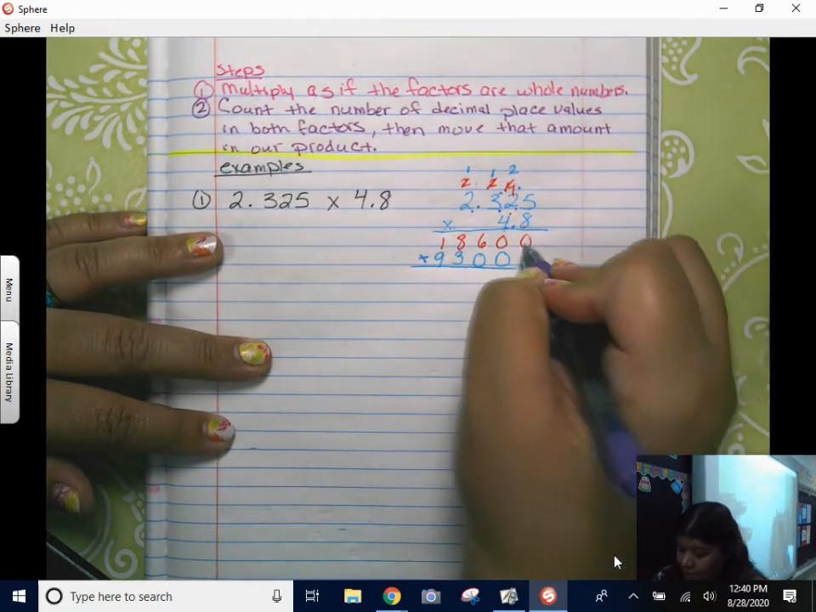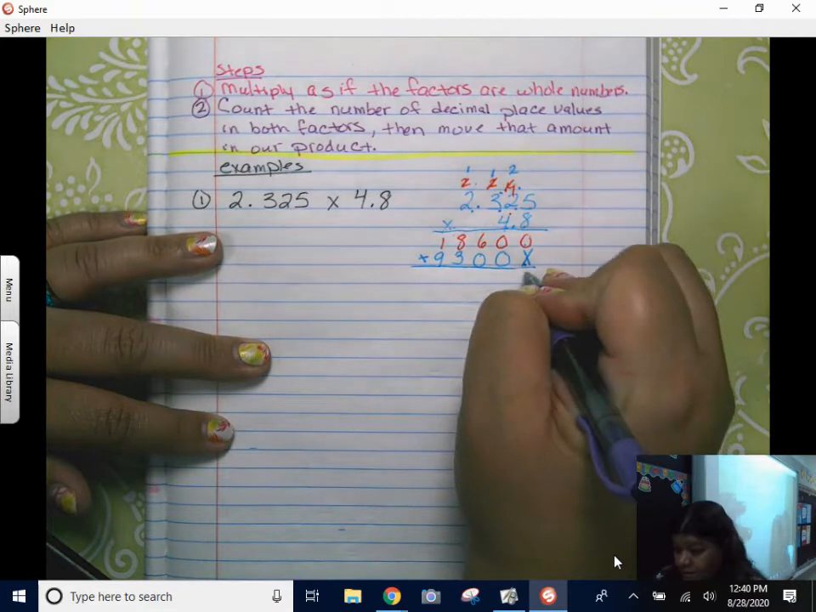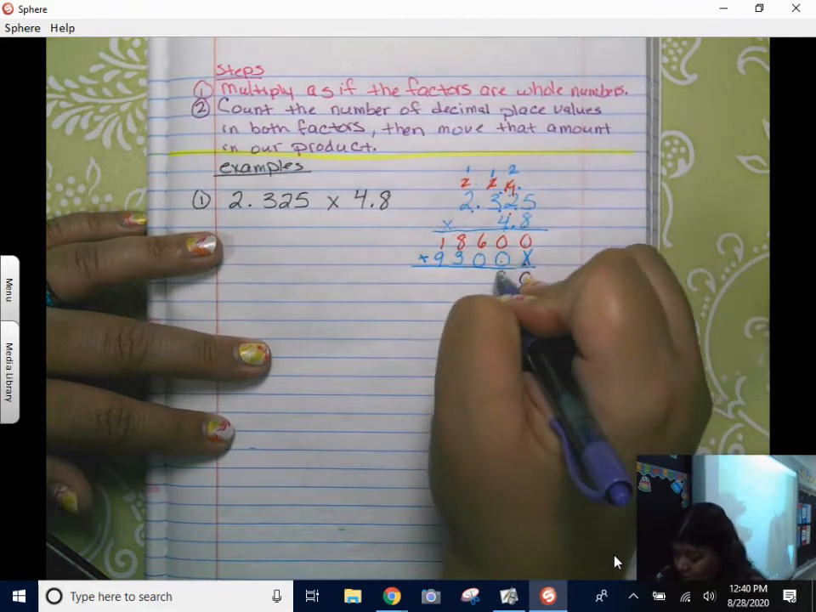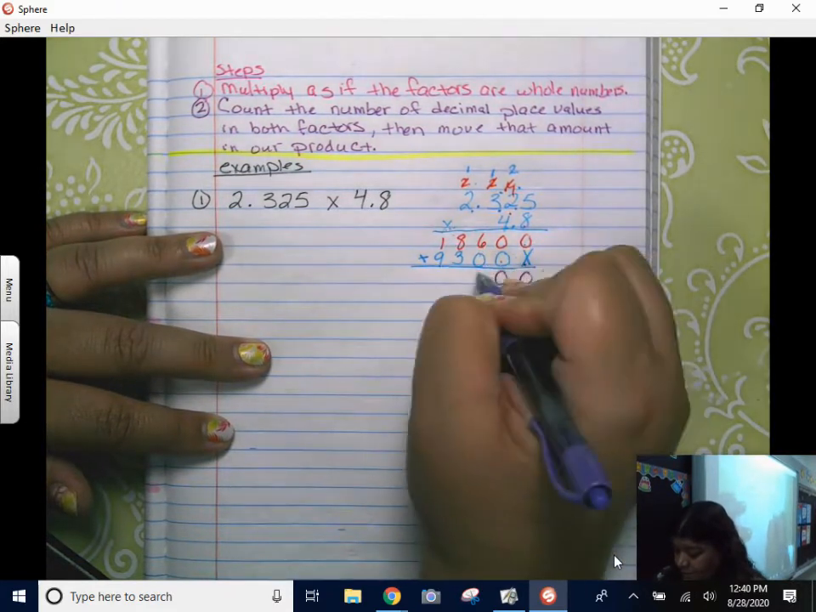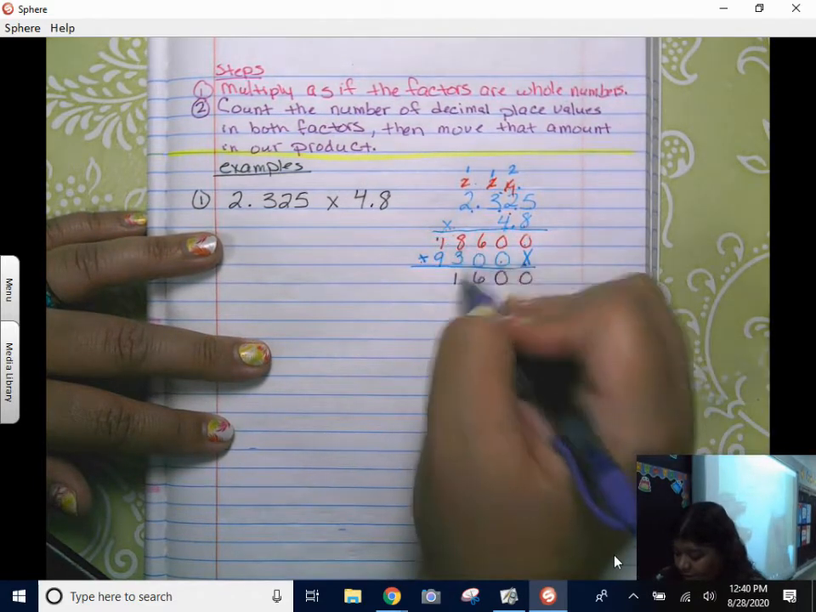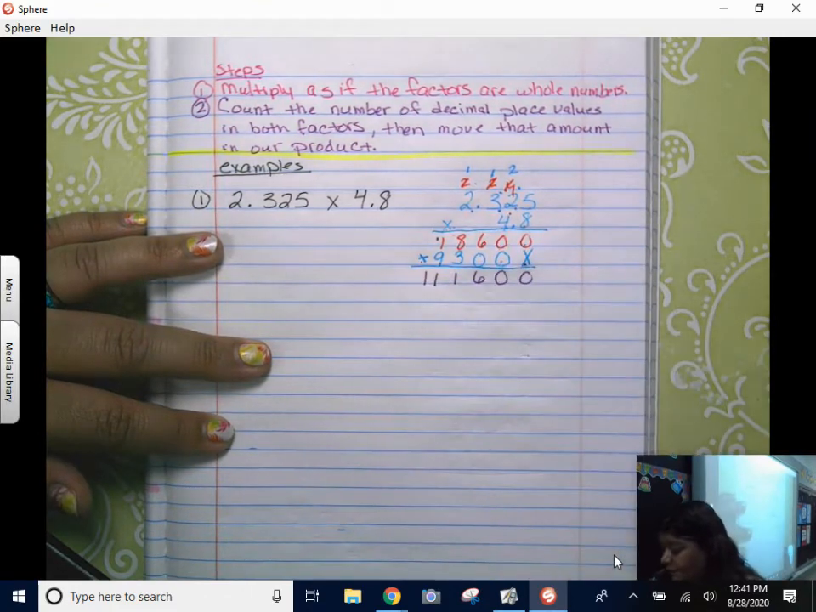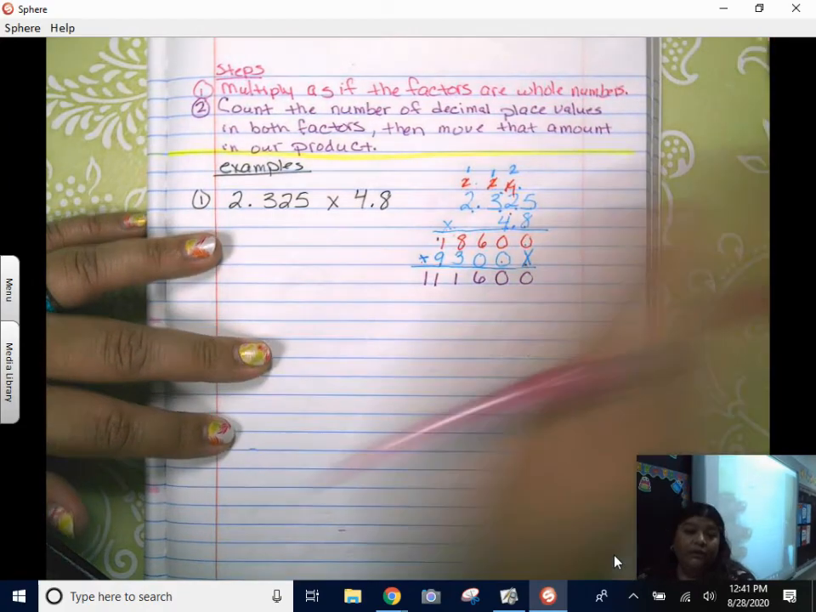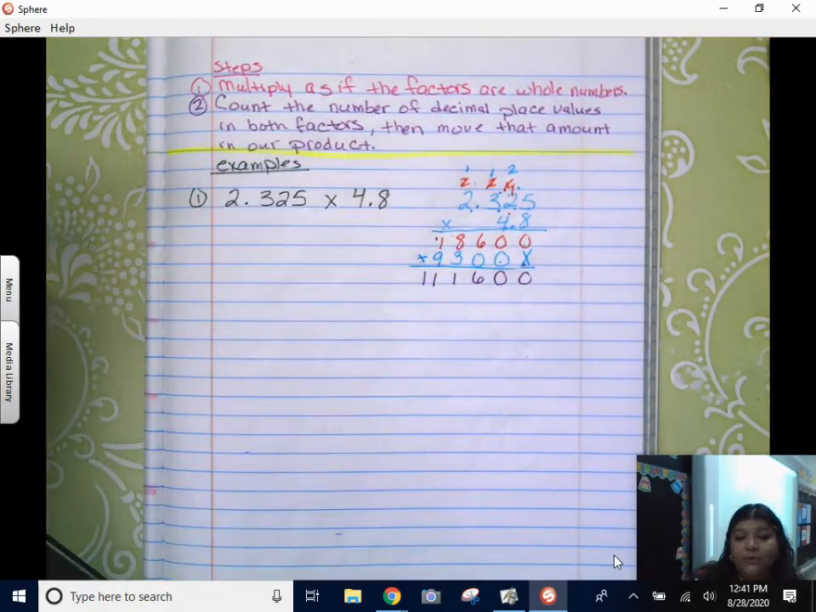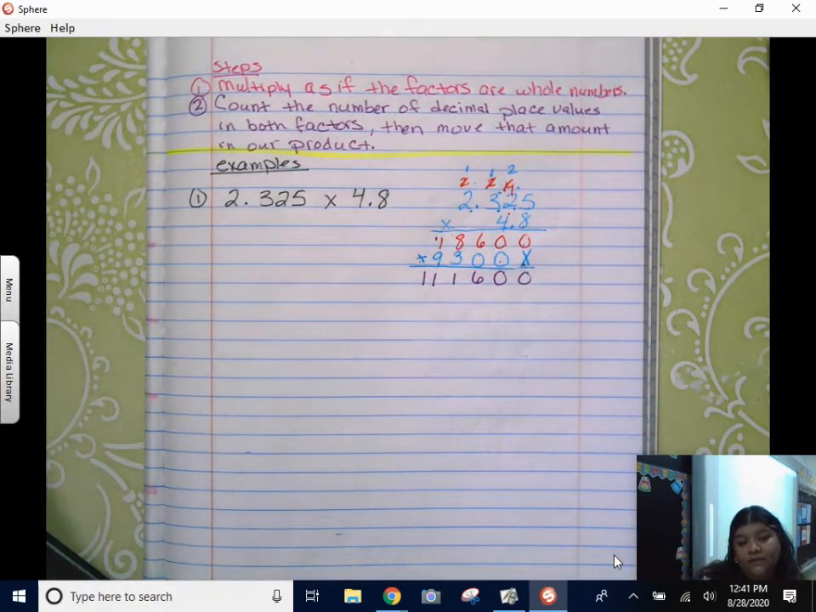So I'm going to add 0 plus the empty spot is 0. 0 and 0, 0. 6 plus 0, 8 plus 3. Carry your 1, because it's 11. 9 plus 1 is 10, plus 1 is 11. Okay? Now, that was step 1. So we multiplied as if we were multiplying 2,325 times 48. Now you're going to go ahead and count the number of decimal place values in both the factors. And that's going to tell us how much to move in our product, okay?